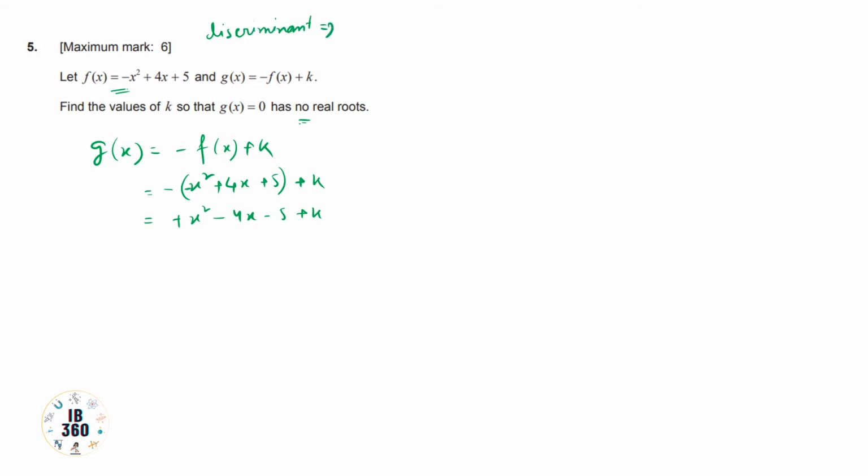So the value of the discriminant is b square minus 4ac, and we know that if b square minus 4ac is less than 0, then there will be no real roots. So from here we will deduce the values: a equals 1, b equals minus 4, and c equals minus 5 plus k.